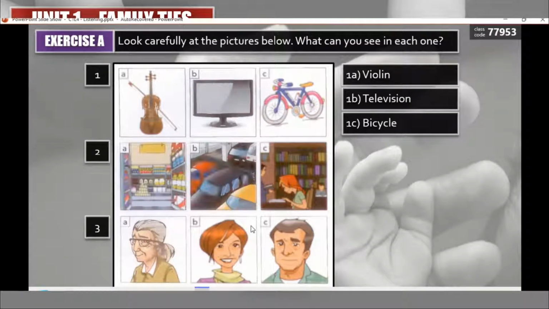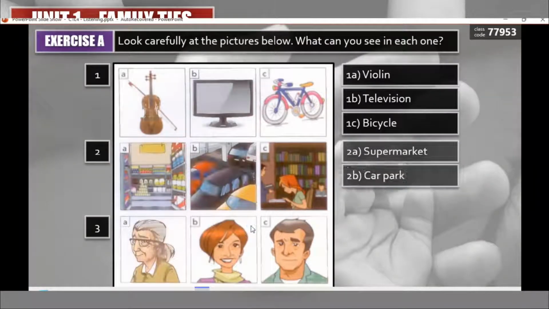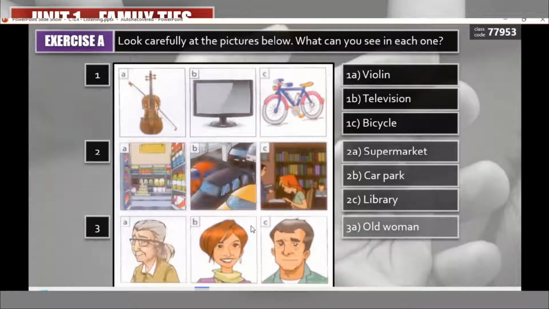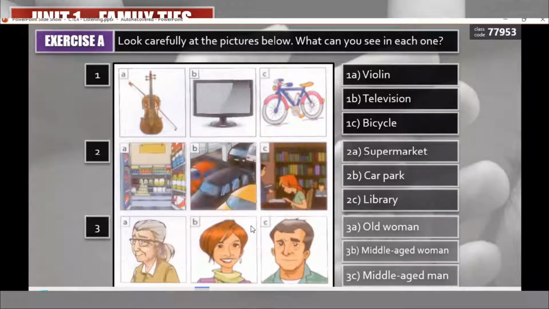Picture 2A, a supermarket. B, car park. C, library. Picture 3A, picture 3B, and picture 3C. Picture 3A is an old woman. 3B, middle-aged woman. And the last one is a picture of a middle-aged man.